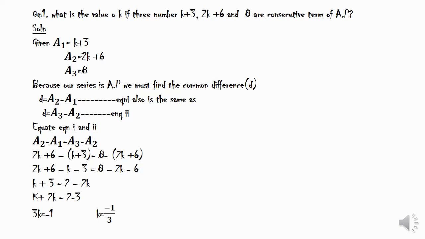Divide by 3 on both sides, because we are told to find k, not 3k. You get k equals -1 over 3. Hiyo ndio thamani yetu. Yes, let's do another question.